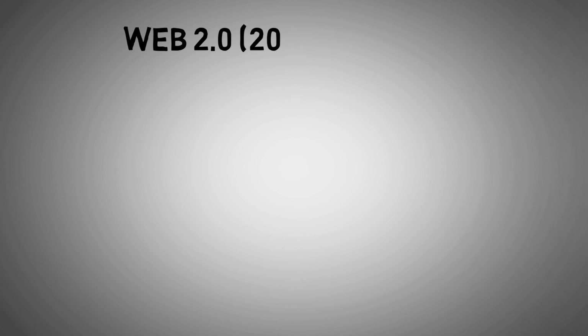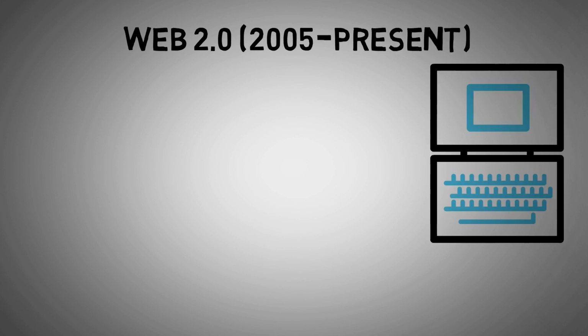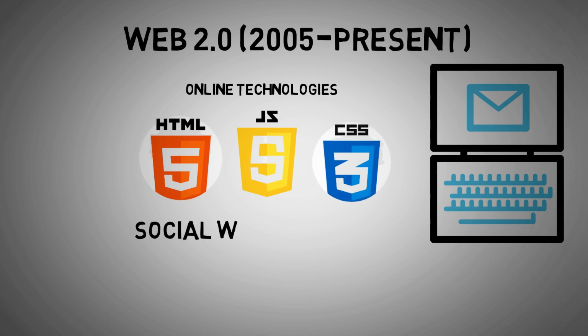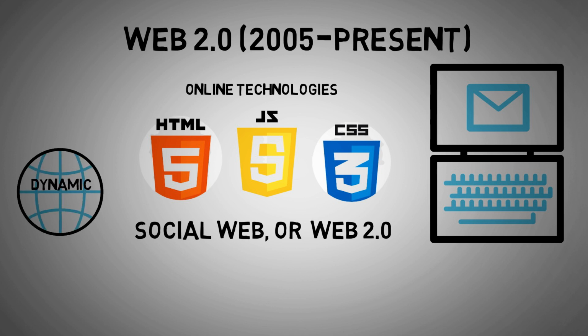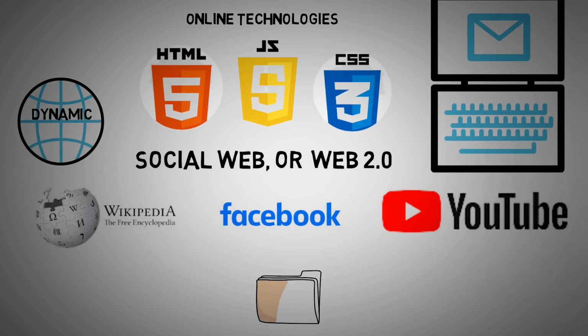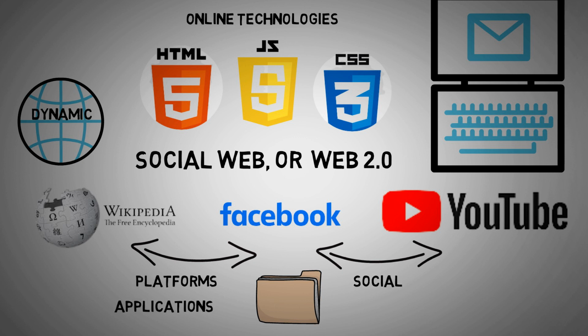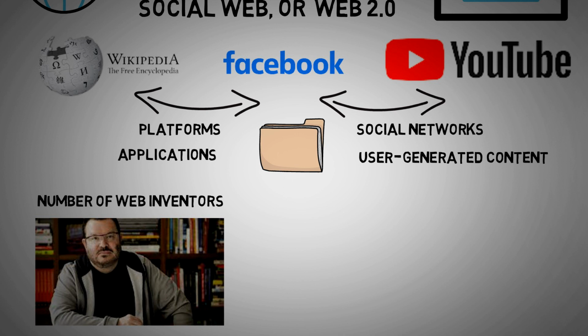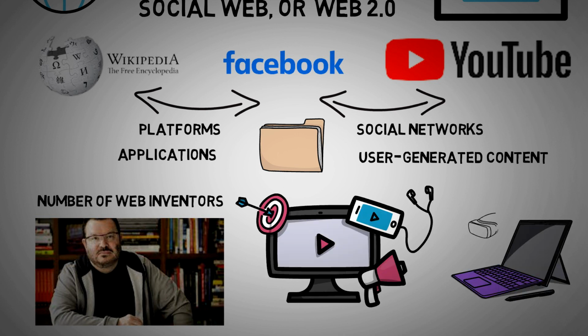Web 2.0, 2005 to present. Thanks to developments in online technologies like JavaScript, HTML5, CSS3, and others, the social web, or Web 2.0, made the internet a lot more dynamic, allowing companies to build interactive web platforms like YouTube, Facebook, Wikipedia, and many more. Because data can now be transferred and shared across several platforms and applications, social networks and user-generated content production have flourished. A number of web investors, including the above-mentioned Jeffrey Seldman, pioneered the set of technologies used in the internet era.